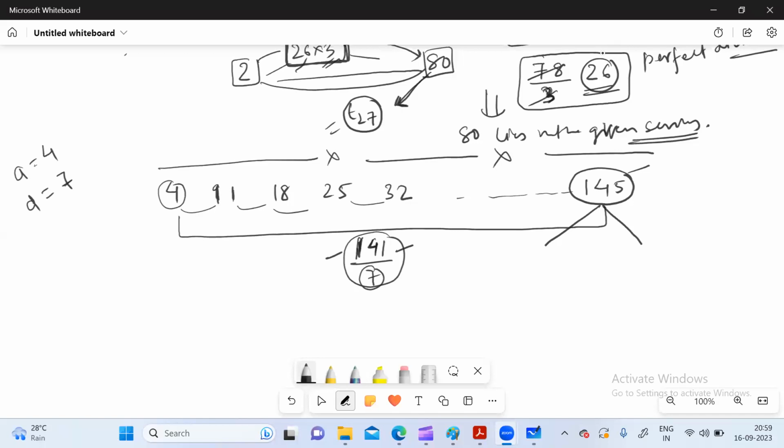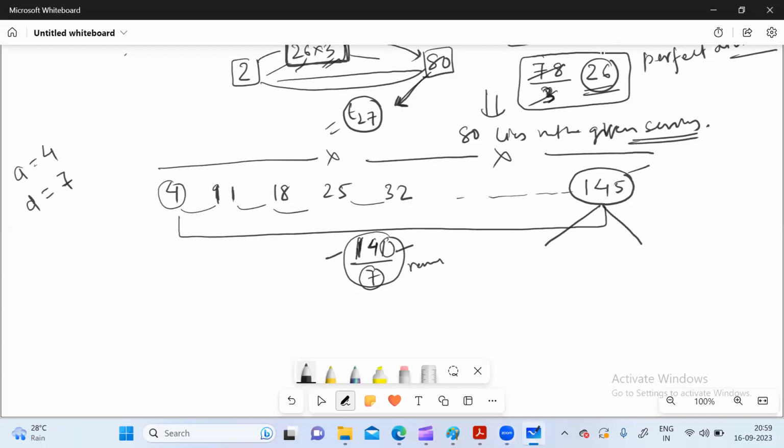Now for 144, I can see the remainder is 1 here. If we remove 1 from this, it will be 140, divisible by 7. And the next term would be 147, which is also divisible by 7. So the number before 145 is 144, and after 145 is 7 more than this, which is 151.